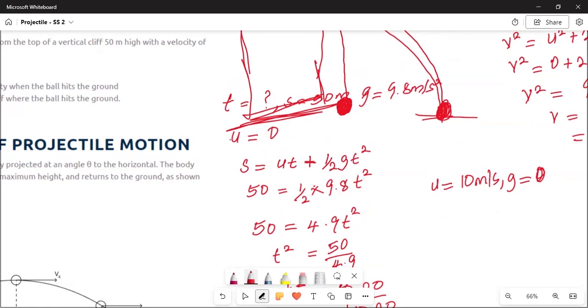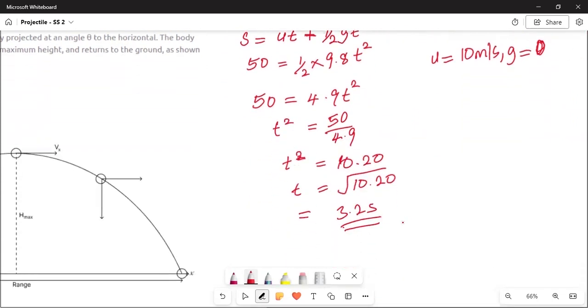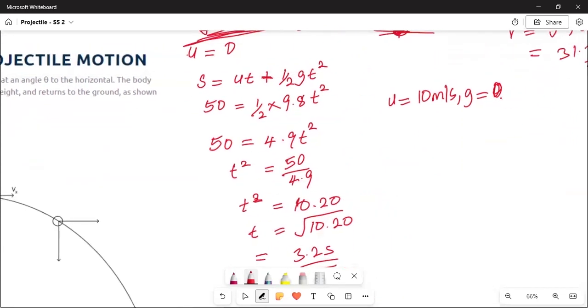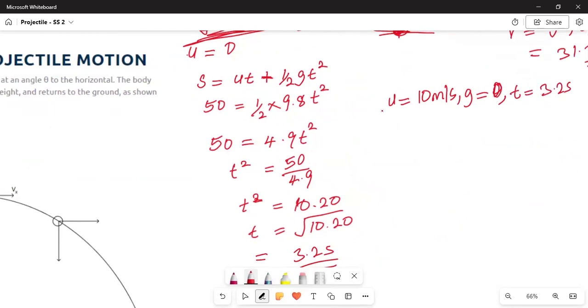Then the time taken for the ball to hit the ground, we already calculated, which is 3.2 seconds. So t is 3.2 seconds. We s equal to, we don't know. So which of the equations has u, g, t, and s? That should be s equals ut plus half gt squared. And g is 0. Therefore, this half gt squared will be 0, because 0 multiplied by anything is 0. So we concentrate on only this ut.